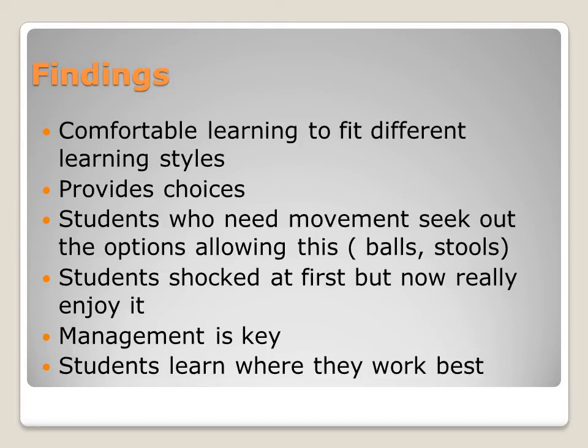So after analyzing my data, I found that the information from my study provided solid qualitative findings. Flexible seating options within the classroom allowed for comfortable learning to fit different learning styles, as well as many different choices to fit individual need and preference. I found that that was one of the key things that I found by forming this qualitative study. Students who needed movement sought out the options allowing this, such as stools and therapy balls. So if they started on a chair and they realized that they needed movement, they individually sought out options to better their learning.